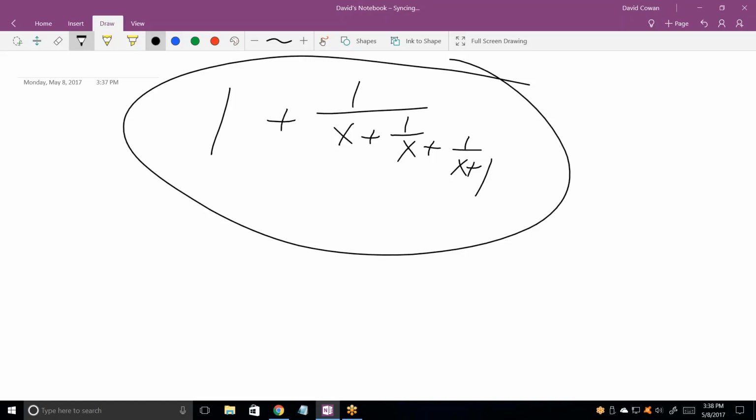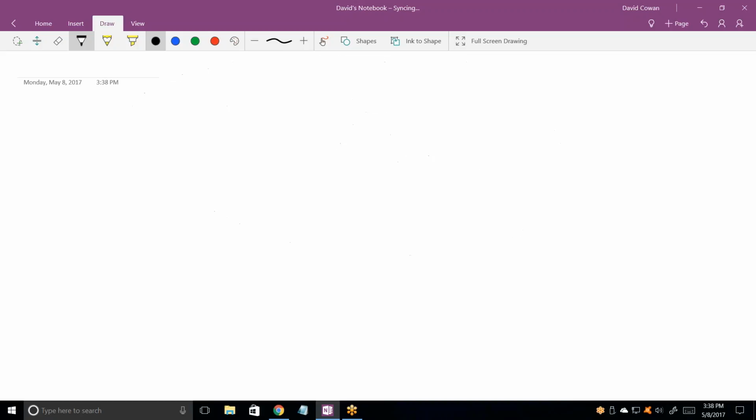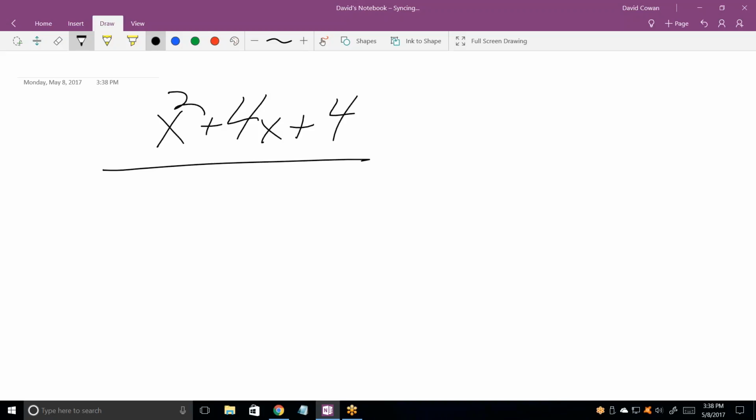Well, what I was more talking about is like graphing, so if you had something like x squared plus 4x plus 4 over x squared minus 4, you graphing those. That's more what we're working on right now.